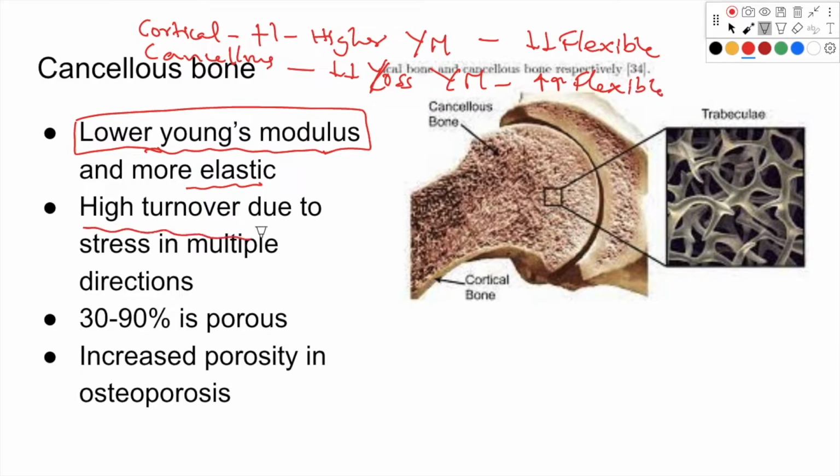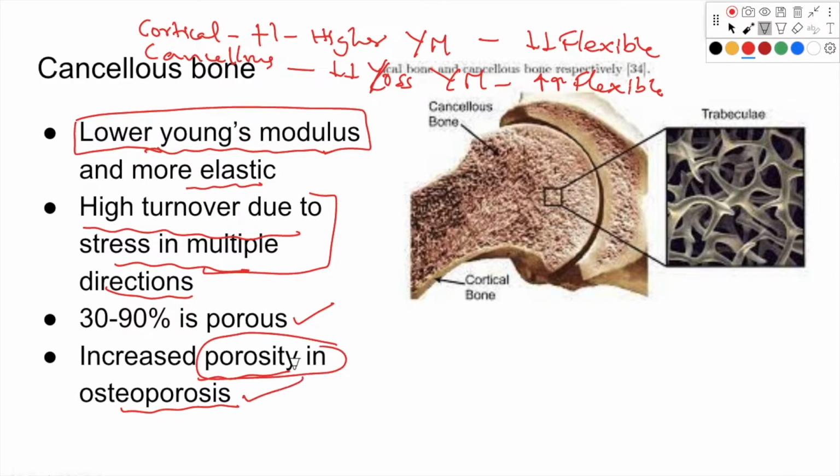Okay, it has high turnover because the stress is from multiple directions, and therefore the bone remodels very rapidly and turns over in a rapid fashion. 30 to 90% of the bone is porous in structure, and this porosity increases in osteoporosis, and when the porosity increases, that is what is called osteoporosis. So osteoporosis is a defect in the quantity of bone and not quality of bone.